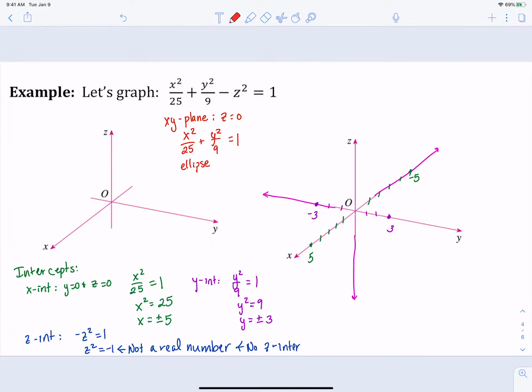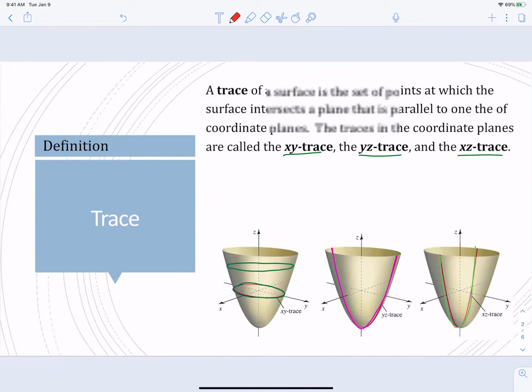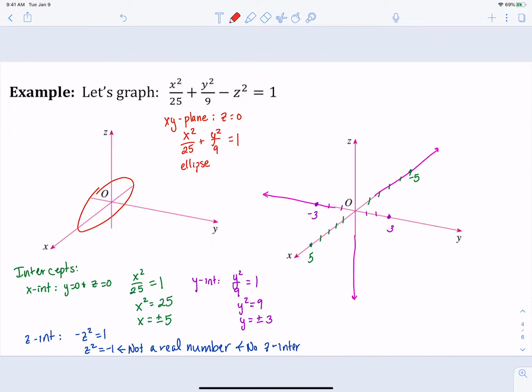So our trace in the xy plane is an oval. So we can draw an oval in there. That would be our slice there. So again, what we're drawing is just that red slice there. Okay, we're not trying to get the whole shape yet. We're just trying to figure out what's happening in that plane.